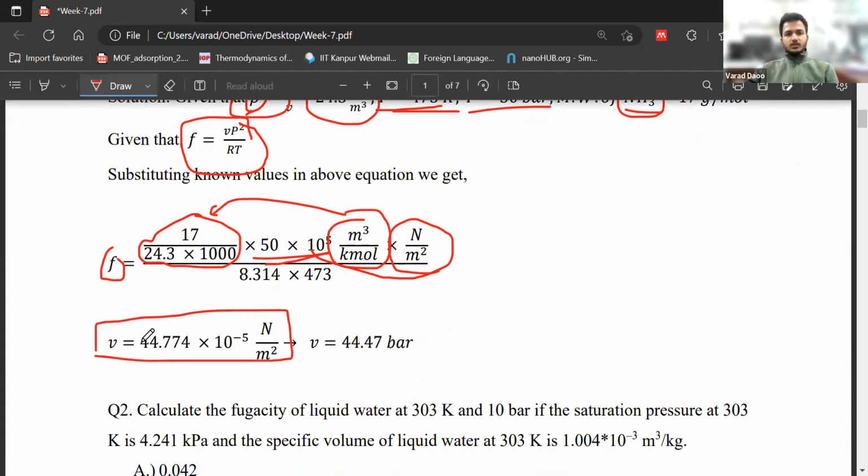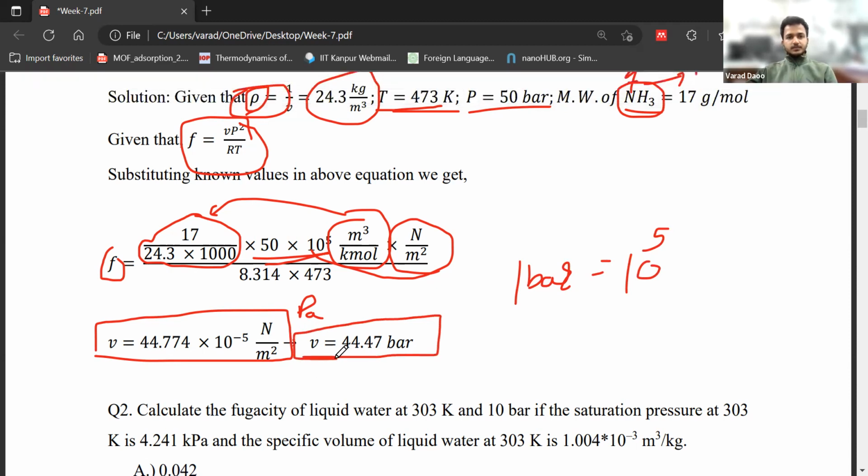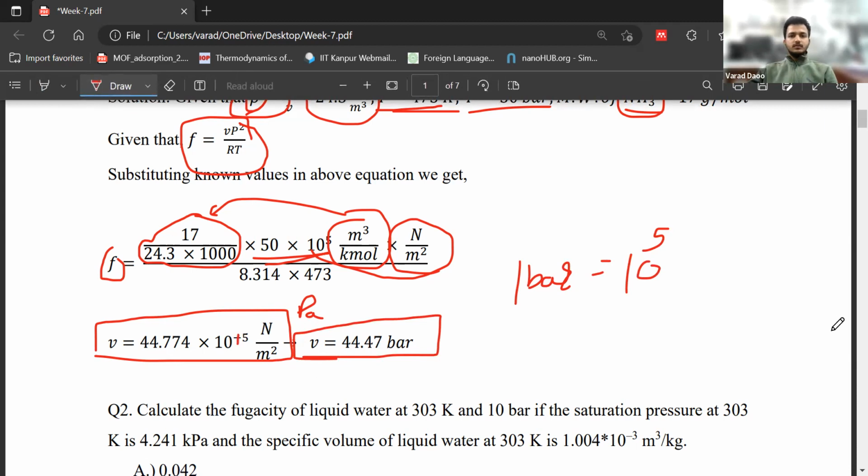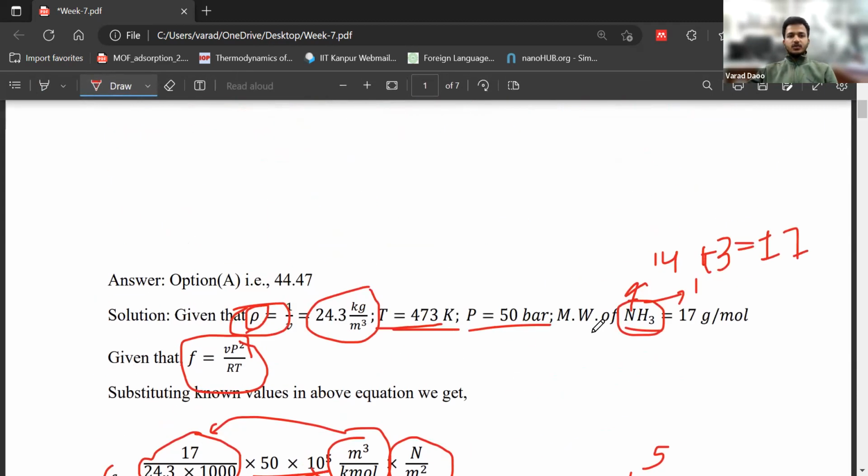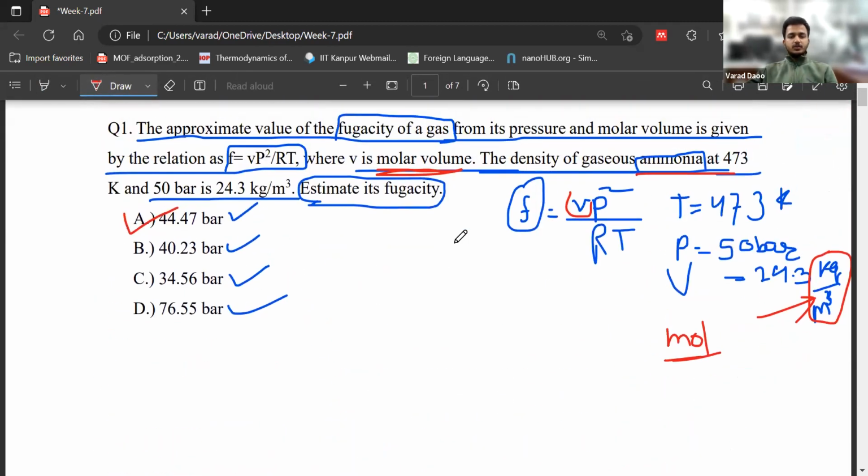When we put the values, we get 44.774 into 10 to the power minus 5 Newton per meter square, which is nothing but Pascal, right? And we know that 1 bar is nothing but 10 to the power 5 pascals. Using this, we get 44.7 bar. It should be, I think, plus, right? So hence the answer is 44.47 bar, which is option A.